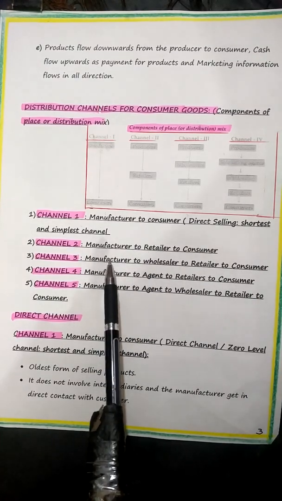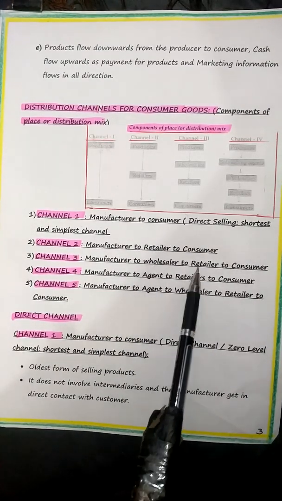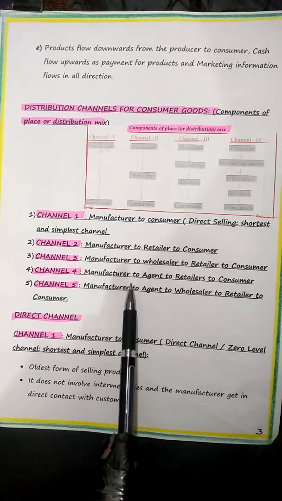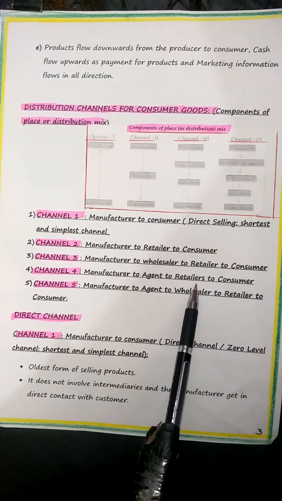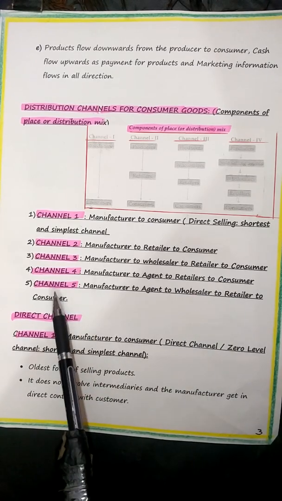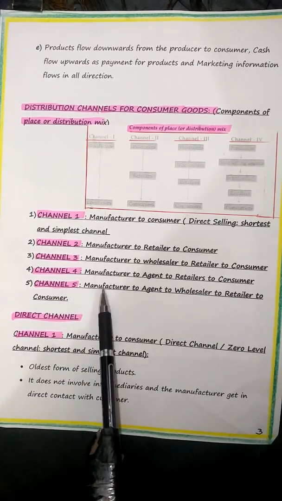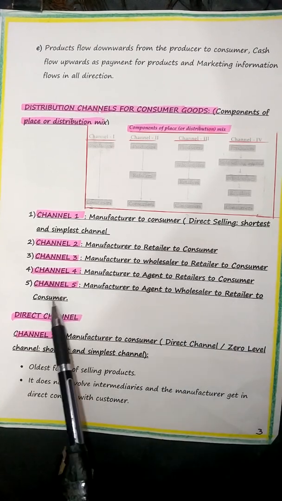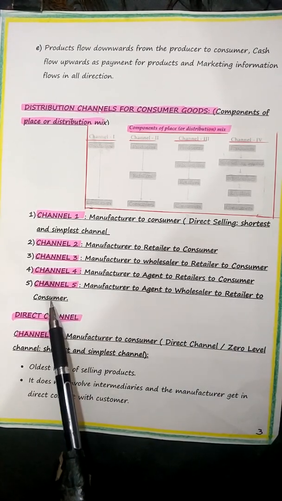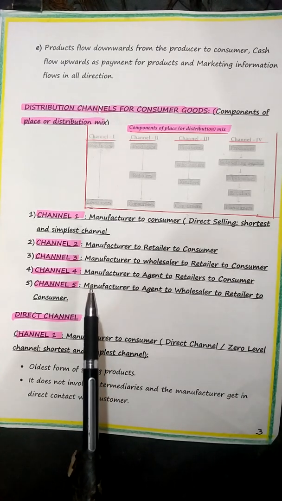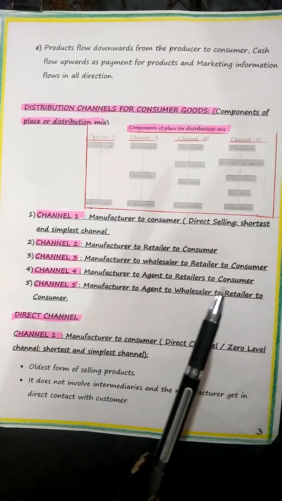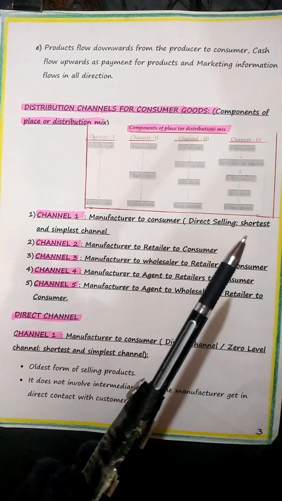Next, you're adding two intermediaries: manufacturer to wholesaler to retailer to consumer. Next, you're adding two more, but a different one: manufacturer to agent, agent to retailer, retailer to consumer. The fourth one: manufacturer to agent to wholesaler to retailer to consumer. 5 levels. Which is the first level? First level is called zero level, the direct channel. Level 1, level 2, level 3, level 4 are indirect channels.